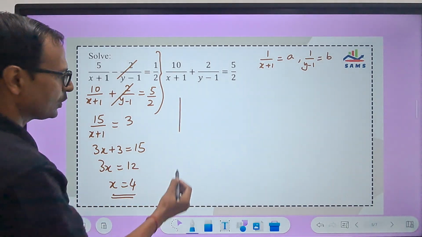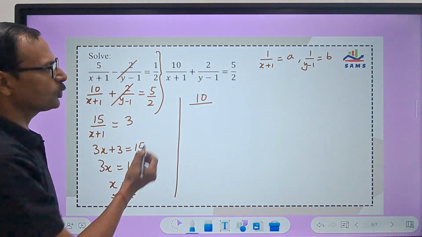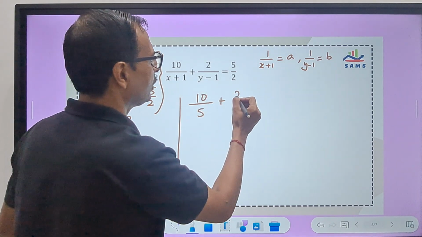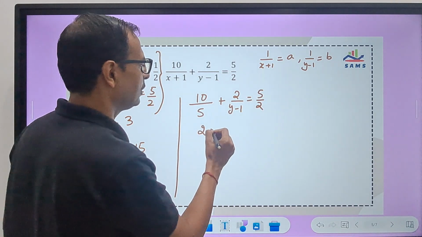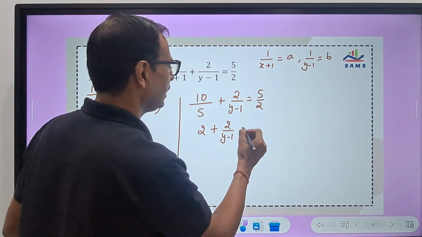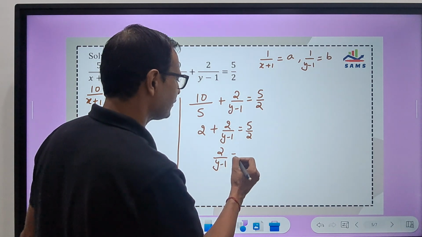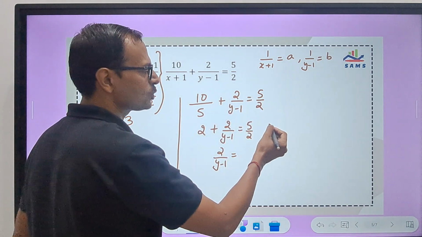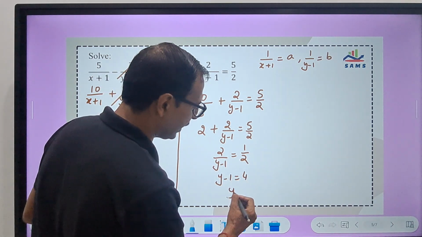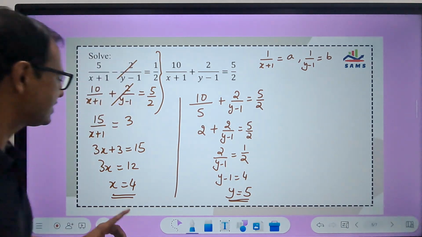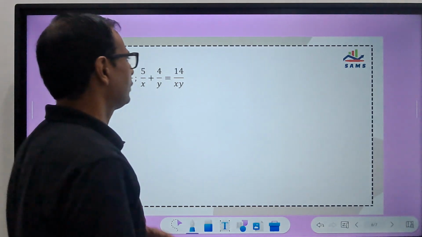Now I can put x equal to 4 in any of these equations, so I'll use this equation this time. 10 upon x plus 1, which is 4 plus 1, 5, plus 2 upon y minus 1 equals 5 upon 2. This is 2 plus 2 upon y minus 1 equals 5 by 2, and so 2 upon y minus 1 equals 5 by 2 minus 2, that is 2.5 minus 2 is 0.5, that is 1 by 2. Cross multiply, y minus 1 is 4, and so y equals 5, and so your answer is x is 4 and y is 5. Likewise, you can go on and find so many different types of questions.